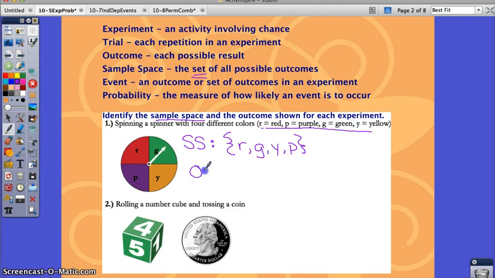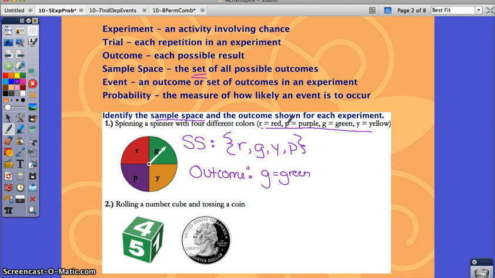What is the outcome then that is shown in the picture, or when you did this trial, what you're looking at is what you got? Your outcome was green because that's what you landed on. And I might write the whole word here just to make sure we know. But if you have a key, you can just write the G.